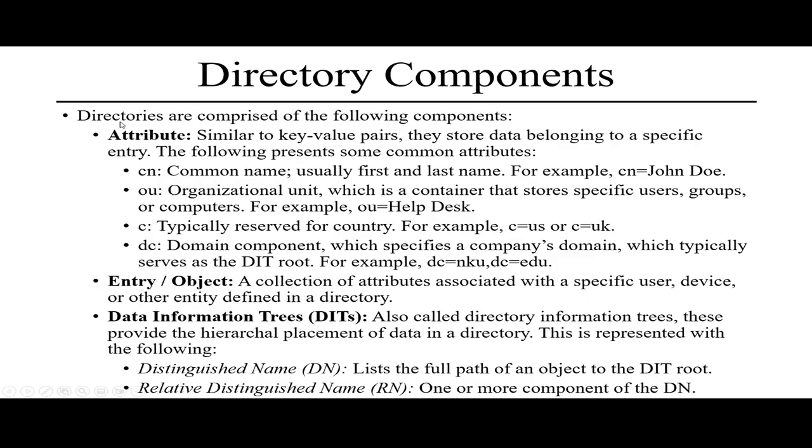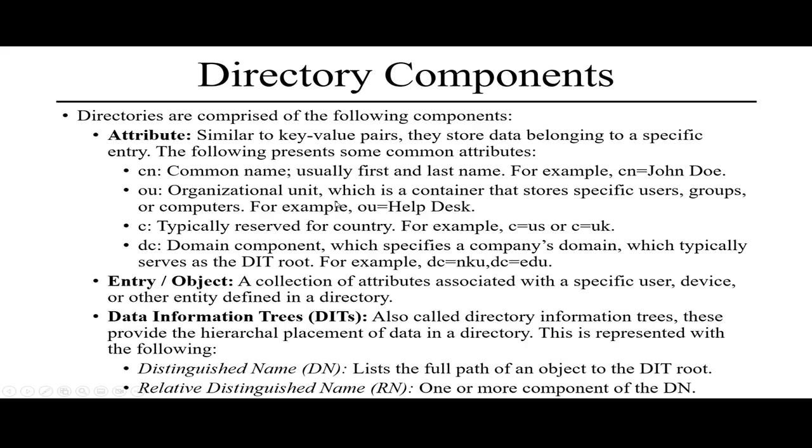Now, directory components. Directories are comprised of the following components. There's the attribute component, which is similar to key value pairs. Attributes store data belonging to a specific entry. The following are common attributes. The CN attribute stands for common name. This is typically the first and last name of a person. For example, in a directory, CN equals John Doe would mean this value for this user is storing the first and last name, John Doe.